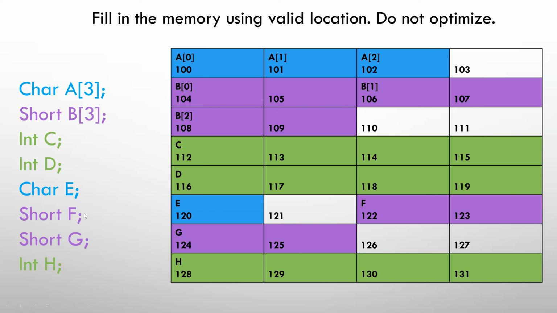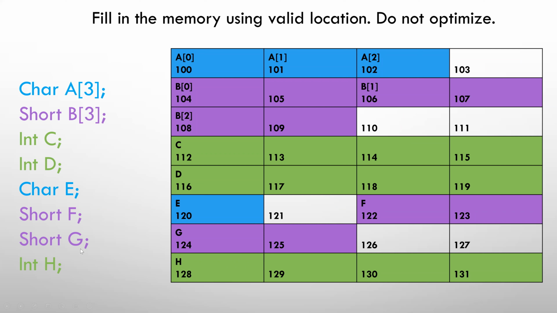And now short F is 2 bytes. So we can't use it here because the short has to be at even addresses. So we go down to address 122 for the short, which is 2 bytes, taking up address 122 and 123. After that, we have short G, same thing, it has to be an even address and a multiple of 2. So we can do it right after short F, going down to address 124, and we put short G here. So now we have short F and short G done.